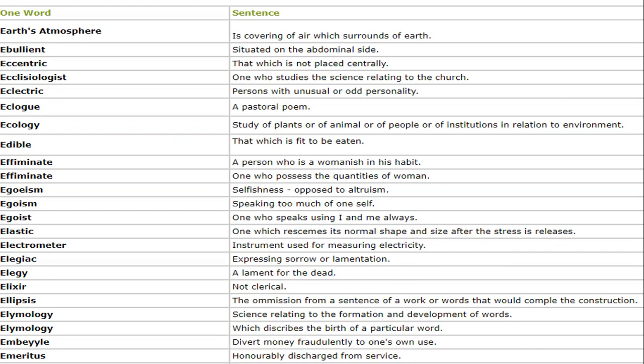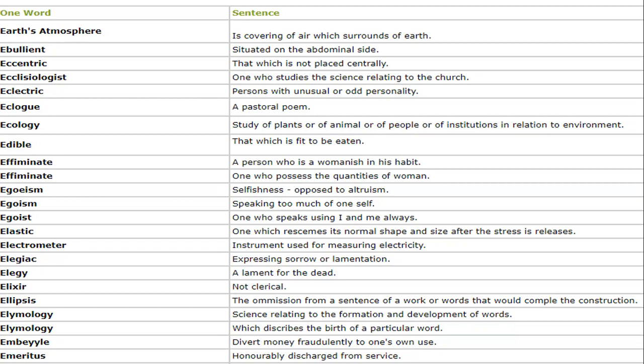Then elastic, one which resumes its normal shape and size after the stress is released. Electrometer, instrument used for measuring electricity. Then elegiac, that is expressing sorrow or lamentation. Elegy, we say elegy, a lament for the dead. Elixir. Ellipsis, the omission from the sentence of the verb or words that would complete the construction.